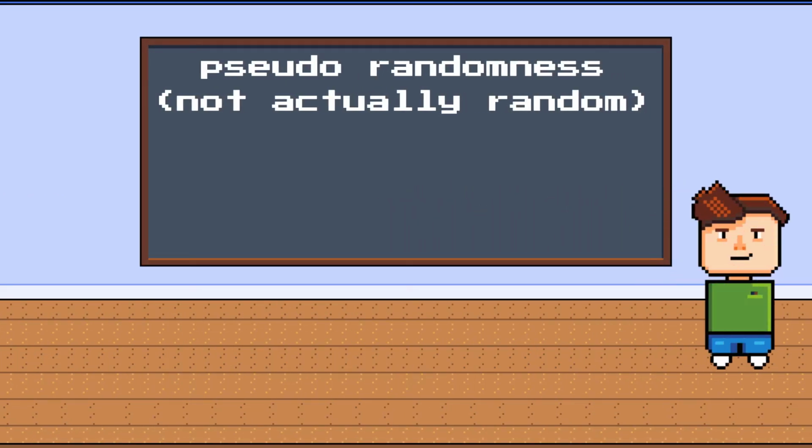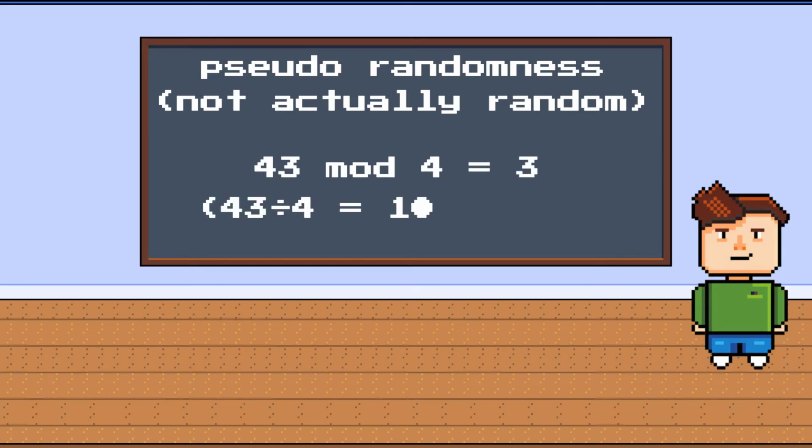Pseudorandomness is something that seems random to the normal human. However, there is some sort of logic behind it in the form of an algorithm. It's essentially cheating at being random. Most pseudorandom numbers use an algorithm utilizing the modulus function. The modulus returns the remainder of the division of a number. For example, 43 mod 4 returns 3, as 43 divided by 4 is 10, with 3 left over.